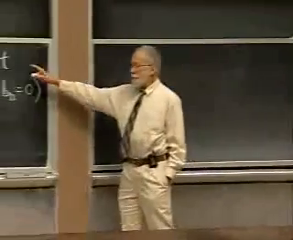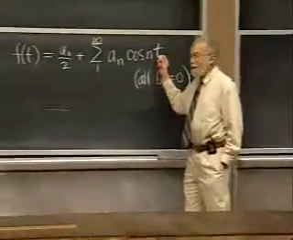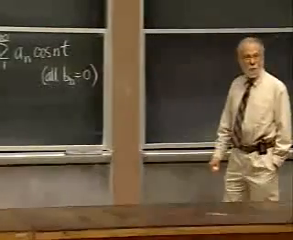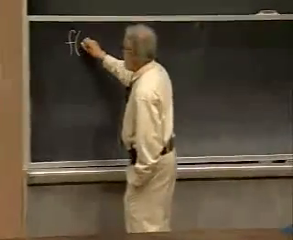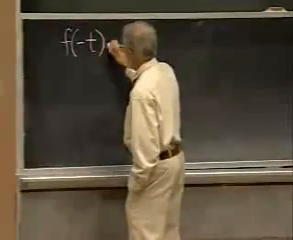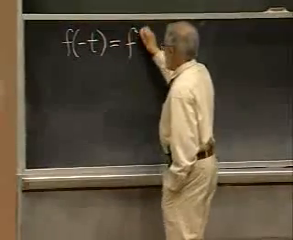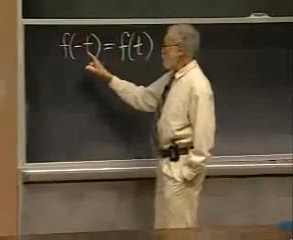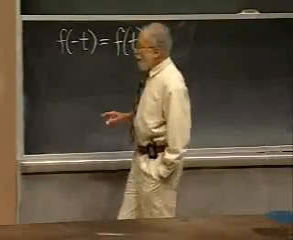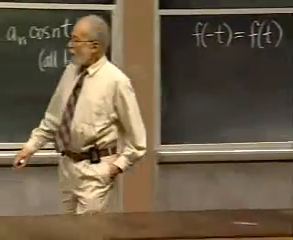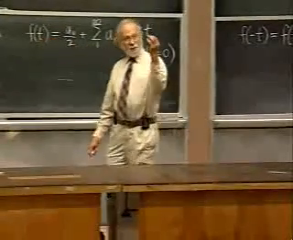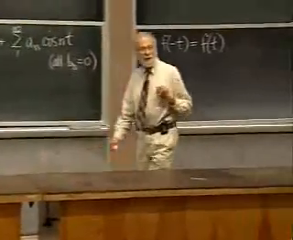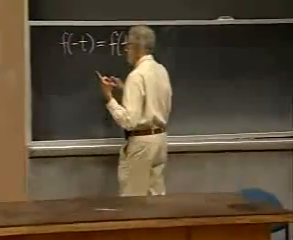So I'm going to try to prove this statement now, and I'm going to use the facts on the first board to do it. So what is f of minus t? Well, if that's equal to f of t, then in terms of the Fourier series, how do I get the Fourier series for f of minus t? Well, I take the Fourier series for f of t and substitute t equals minus t. Now, what happens when I do that?